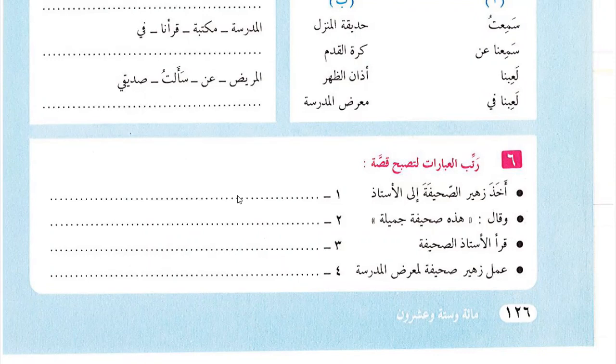Okay. Akhaza Zahira Sahifa ila Ustaz. Wrong answer. This is not the first sentence. You need to put the whole sentence here. So let me tell you the first sentence is Amila Zuhair Sahifatan Li Maridil Madrasa. This is the first sentence that you will write here. Next, what is the second sentence?